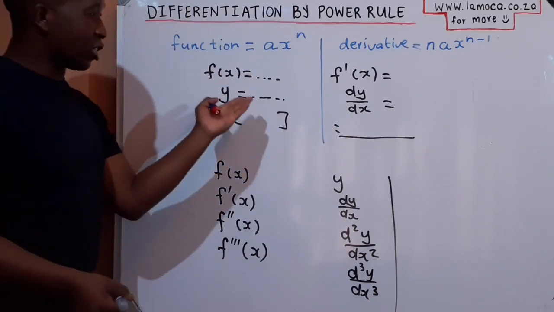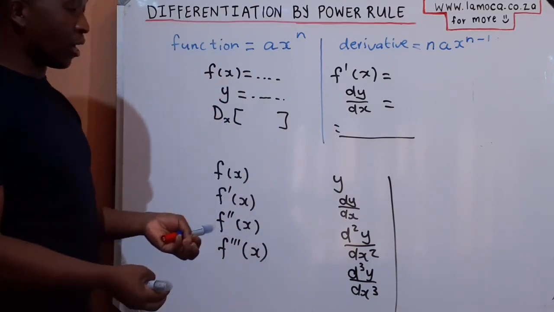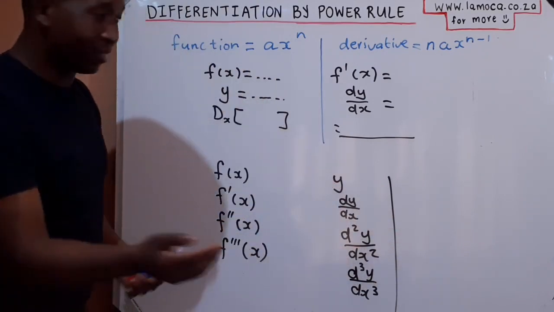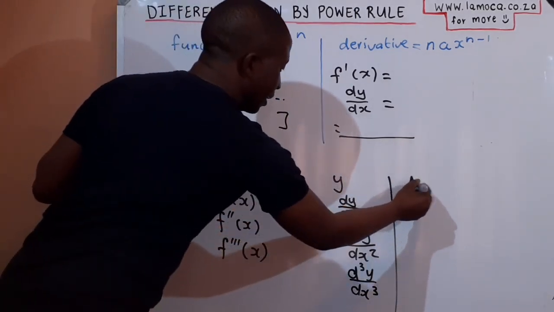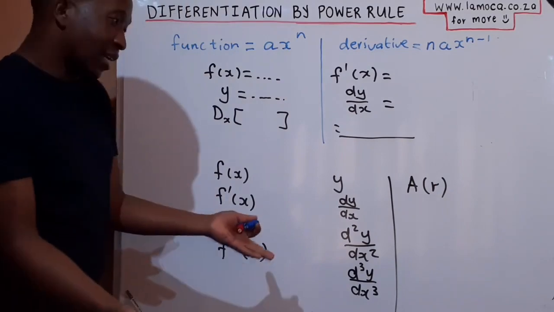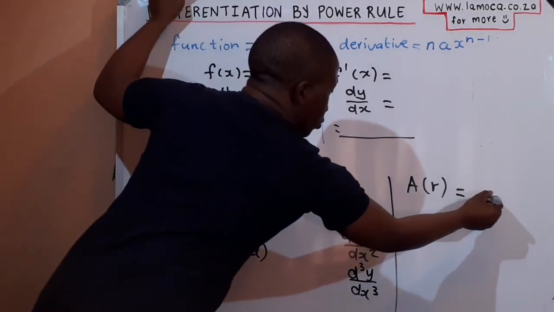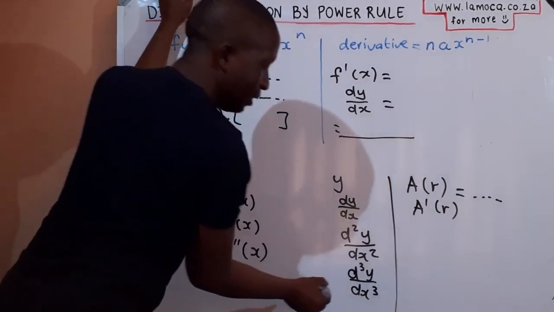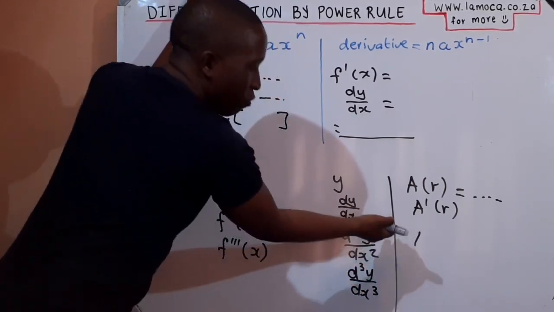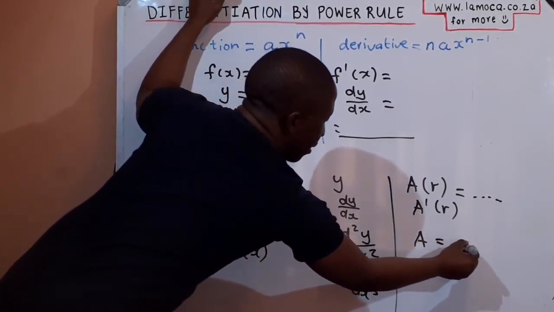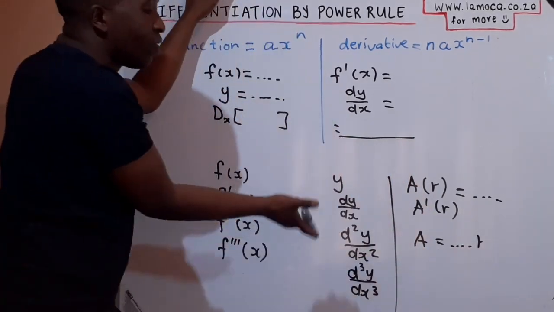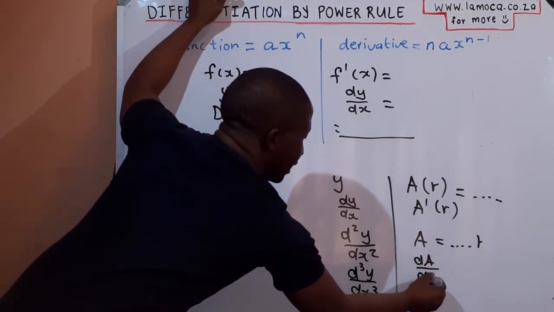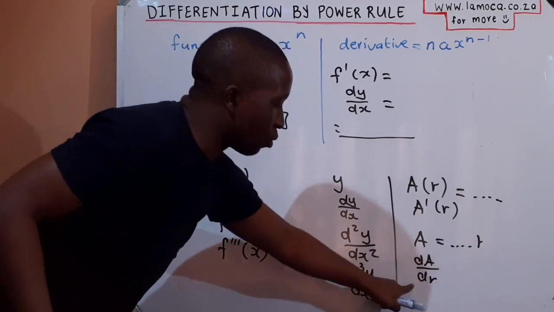Sometimes we give you a function of a particular variable as a function of another variable. For example, area as a function of the radius, right? If you must derive area as a function of the radius, where you have A of r equals to something there, and you want to derive that, then you can have the derivative as A prime of r, right? Or if you had a function of area where A equals to some function that has got a radius on it, when you're doing the derivative of area with respect to the radius, you're going to do dA over dr. That means the derivative of area with respect to the radius.